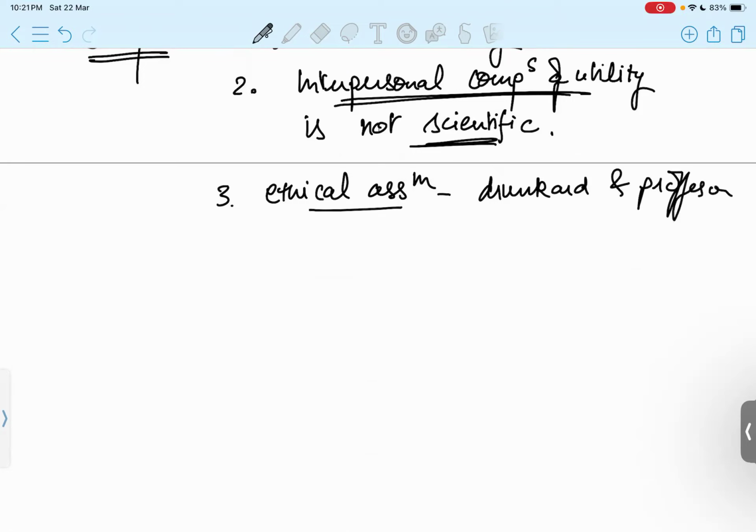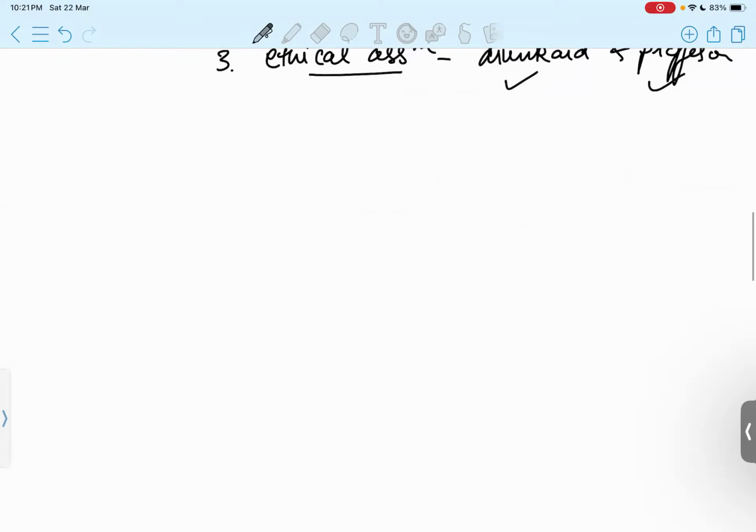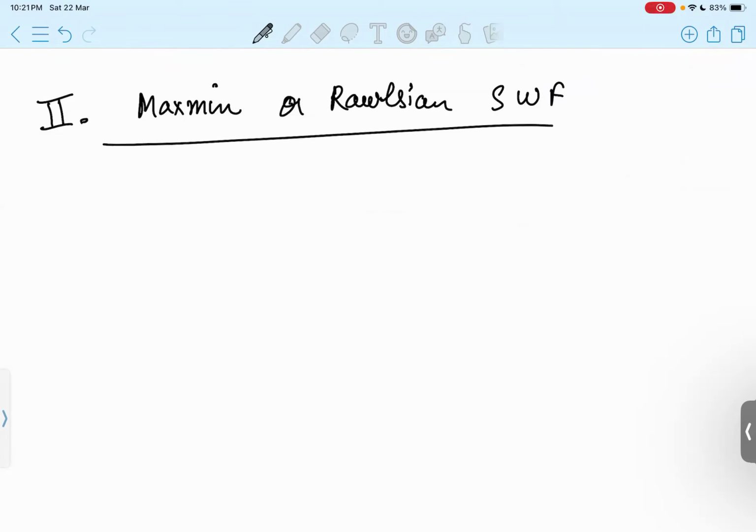So how can we say that the utility each person is assigned can be equal? It is difficult under such situations to maximize the social welfare. So the second social welfare function is called the maximin, which is a combination of two words, maximum and minimum, and it is also called the Rawlsian social welfare function. Rawlsian because it is named after the economist who proposed this, that is John Rawls.